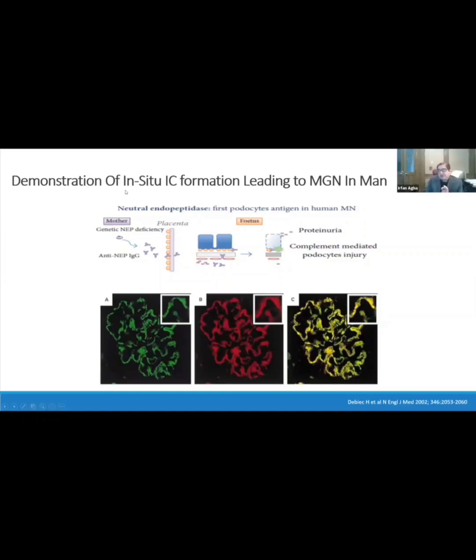So this was the first demonstration of in situ immune complex formation. This proved the concept that this happens in man. The disease is because of in situ immune complex formation. But neutral endopeptidase deficiency in this scenario is an extremely rare scenario. So we still didn't know what the target antigen is in human beings.